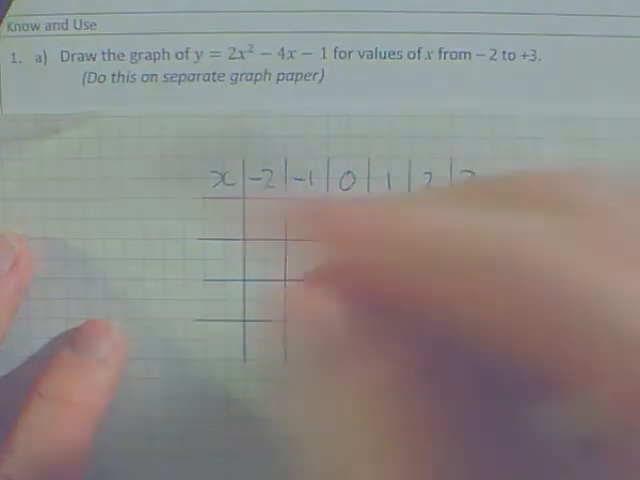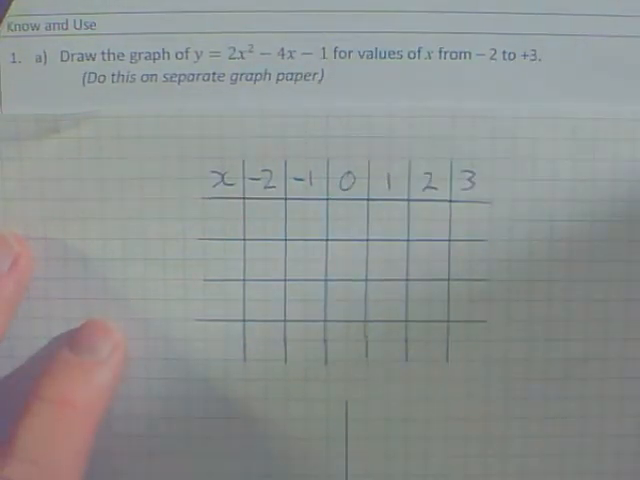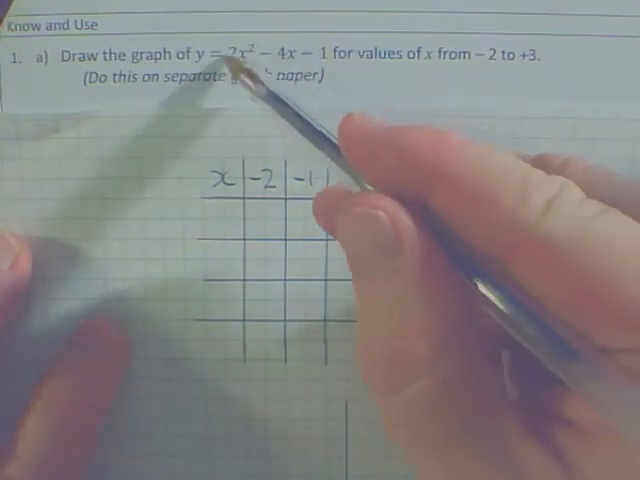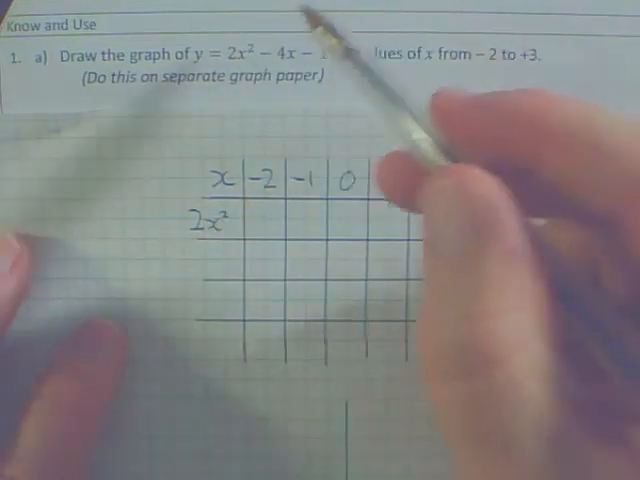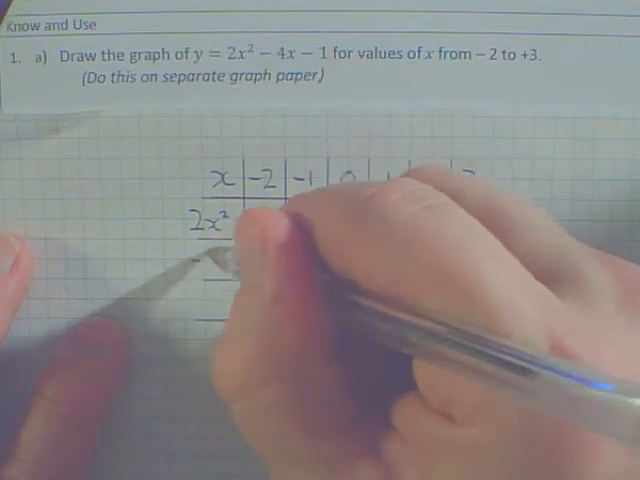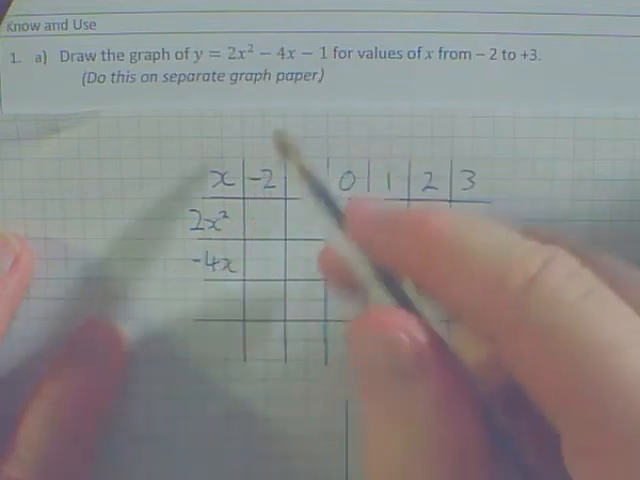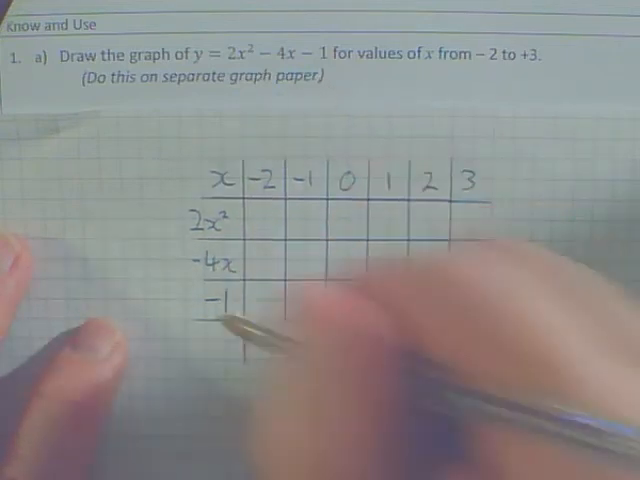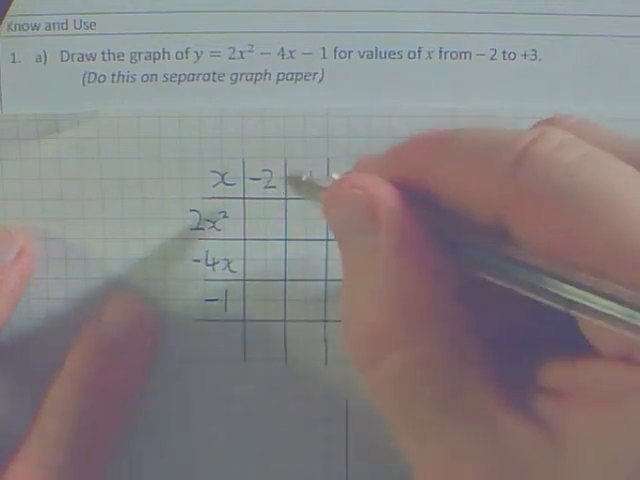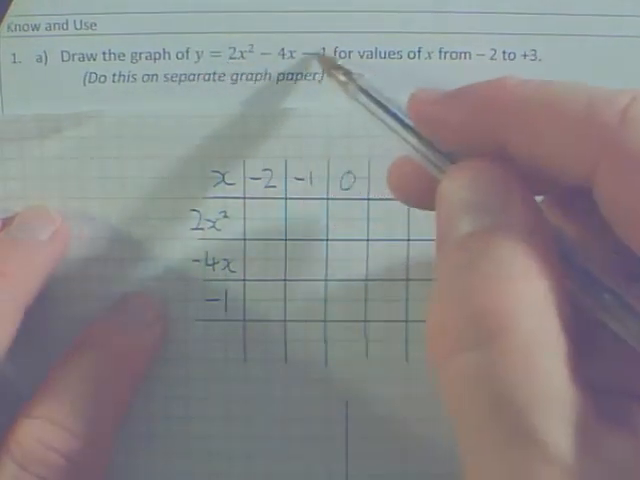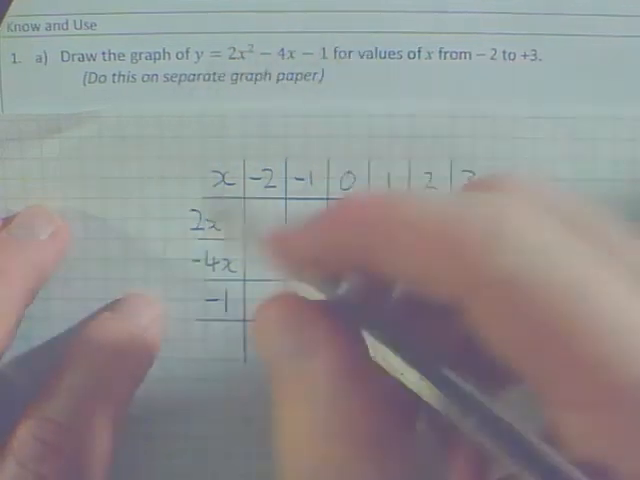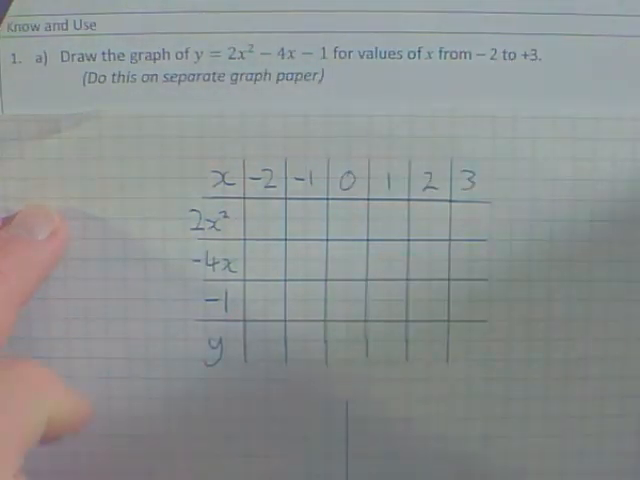I'm splitting it into its parts when I'm tackling this sort of question. So one part is 2x squared. The next part is minus 4 lots of x. And the next part is take away 1. So I'm just going to substitute in as we go. And then y is the sum of all those things put together. So this is my y.